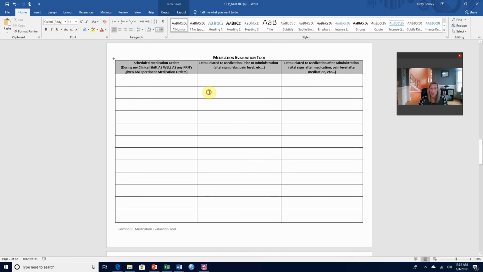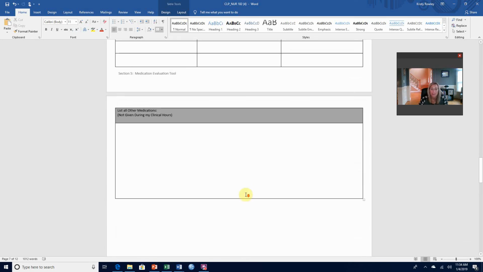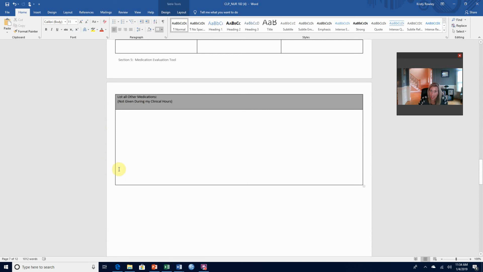Pain medication: what was their pain level before? What was their pain level after? A lot of the medications, though, you'll see there won't be much data that you can put here. So let's say, for example, Protonix, and the student gave 40 milligrams of Protonix. How do you evaluate that? Are they having any heartburn? No, stuff like that.